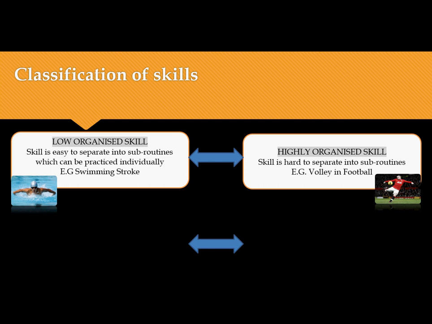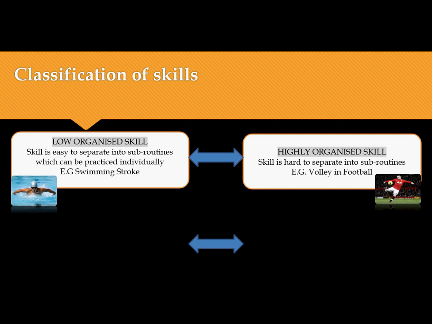So the subroutines of the tennis serve we've just looked at. The first subroutine is where you throw the ball up in the air. The second subroutine is where you bring your racket back behind your head. Third subroutine is where you make contact. So we can break skills up into different parts known as subroutines. And a low organised skill is quite easy to break up. So a swimming stroke, you can break up the legs and the arms in terms of the action and practice them separately. Whereas a highly organised skill such as a volley in football is more difficult to break down into those subroutines.